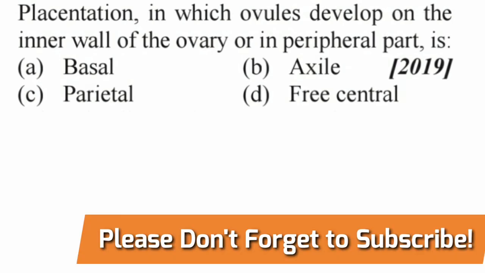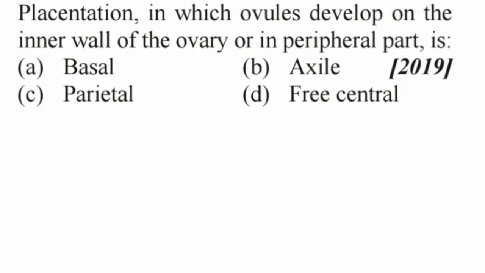So note this point. If you talk about the marginal, the first one, the example is Pisum sativum, that is pea plant, whereas in axile placentation you see China rose, tomato, lemon, whereas in free central placentation you see Dianthus, whereas in basal placentation a good example is sunflower and even marigold. Okay, so note all these points. So the answer for this question is parietal.